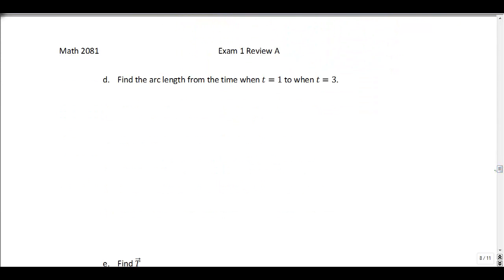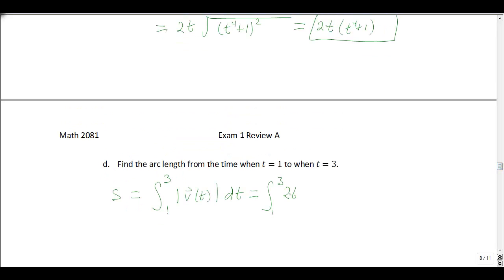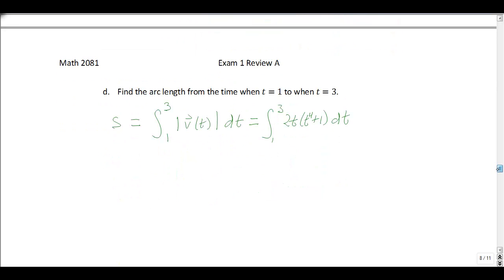Okay, arc length. So I'm going to find the arc length when t equals 1 to when t equals 3. So our arc length is an integral from 1 to 3 of our speed, magnitude of velocity, or magnitude of r prime. So we can just plug in the answer from the previous part. So we get 2t times t to the 4th plus 1 dt. I mean, you could go through the work and derive that again, but we already did that on the previous question, so I'm just going to use that.